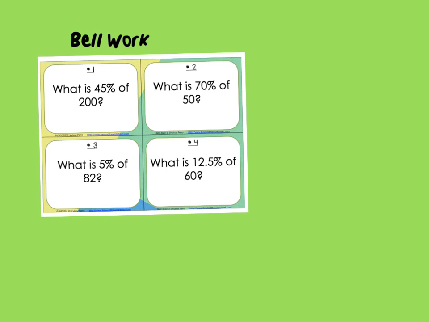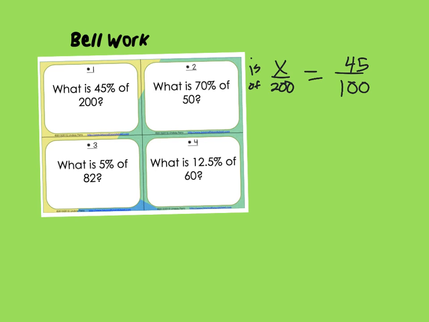So we're going to take a look at number 1 here, and you need to write this down in your journal. So we're going to go is over of equals percent over 100, and it says what is 45% of 200? So we have 45 that goes above the 100, and then of 200, this is the of, so we have 200 here. And x goes where the is because that's what we're looking for.